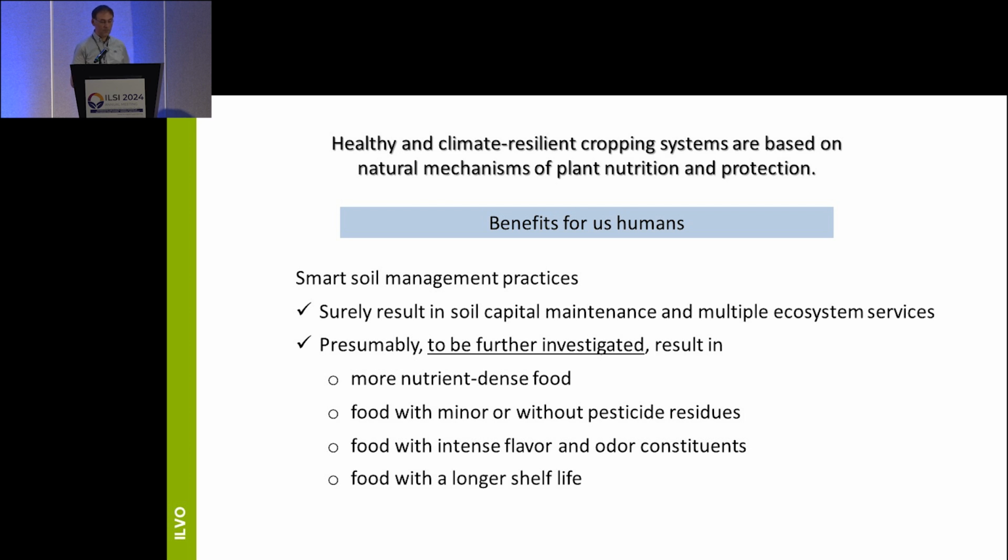And you might also have food with more intense flavor and odor constituents, and possibly also food with a longer shelf life. So with this, I want to make the connection with the nutrients and the food quality.